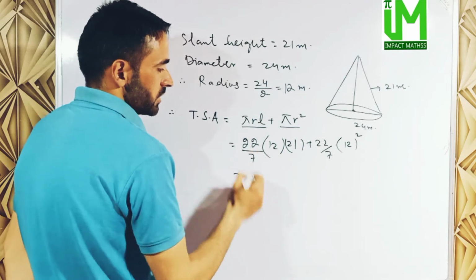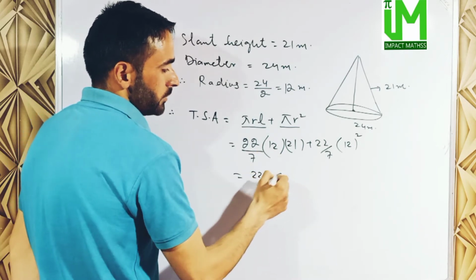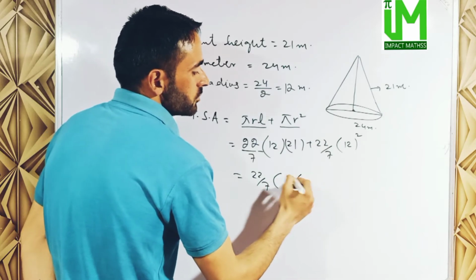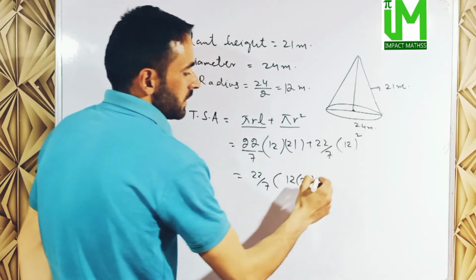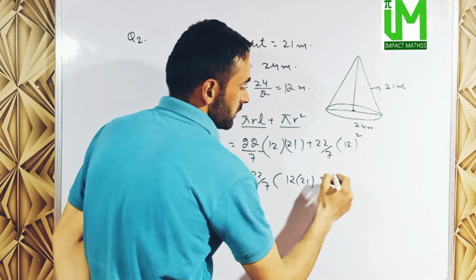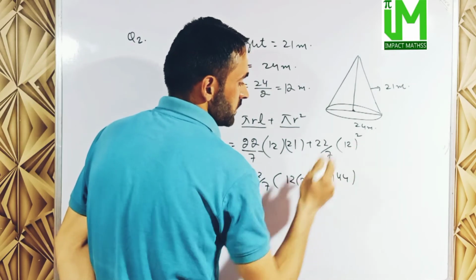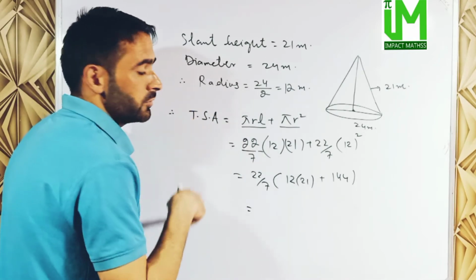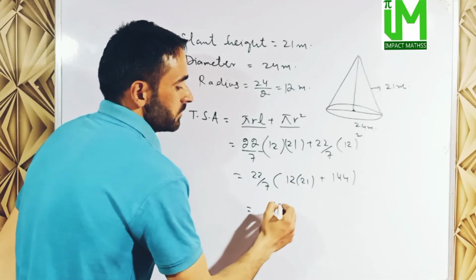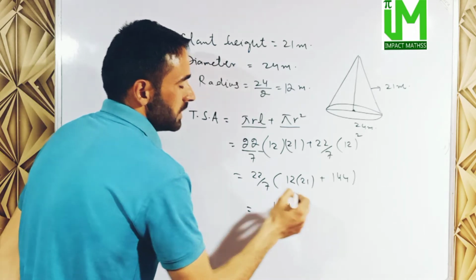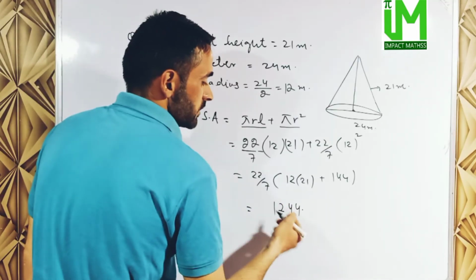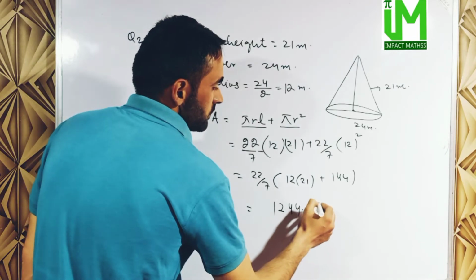So for simplification, if we take 22/7 common, then we have to multiply 12 into 21, and then 12 into 12 square. When we carry out further simplification, it will be something like 1244.57 meters square.